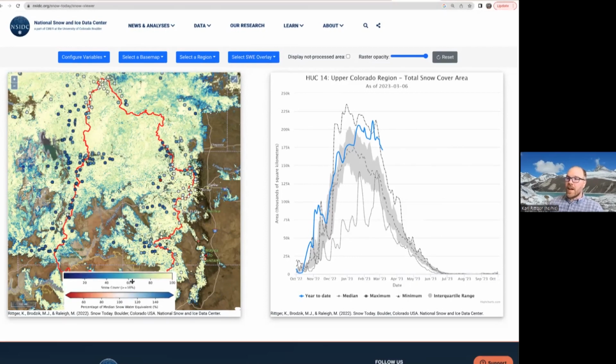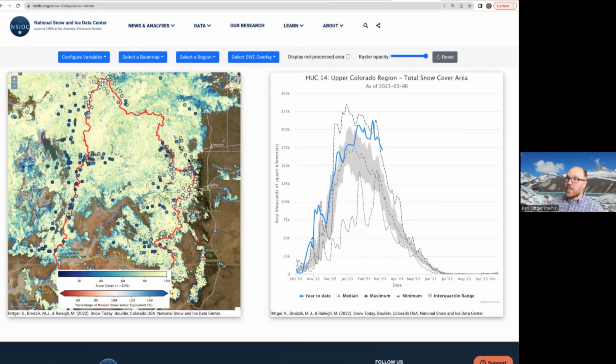Now you can see this color bar has two colors on it, one for the snow cover, which is the underlying map, and one for SWE, which is on the top there. And what you see here is that on the western portion of the Upper Colorado into Utah, we have very high values, and this color bar only goes up to 150%. So we're saturating our color bar there.